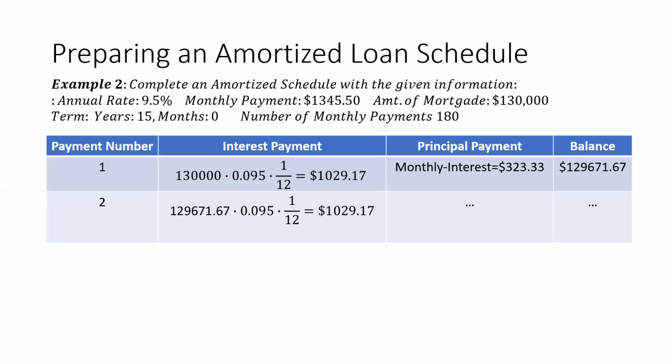So in this case, we're filling out an amortization schedule that has an annual rate of 9.5%. Your monthly payment is $1,345.50. The amount of your mortgage after your down payment is $130,000. The term is 15 years, 0 months, and the number of monthly payments, which you could find by doing 15 times 12, is 180. That means in your amortization schedule, you are going to have a table with 180 rows.